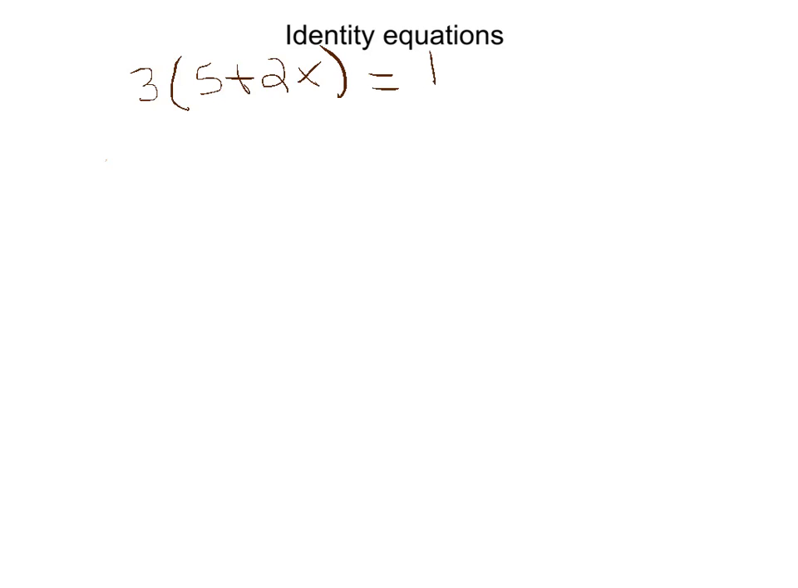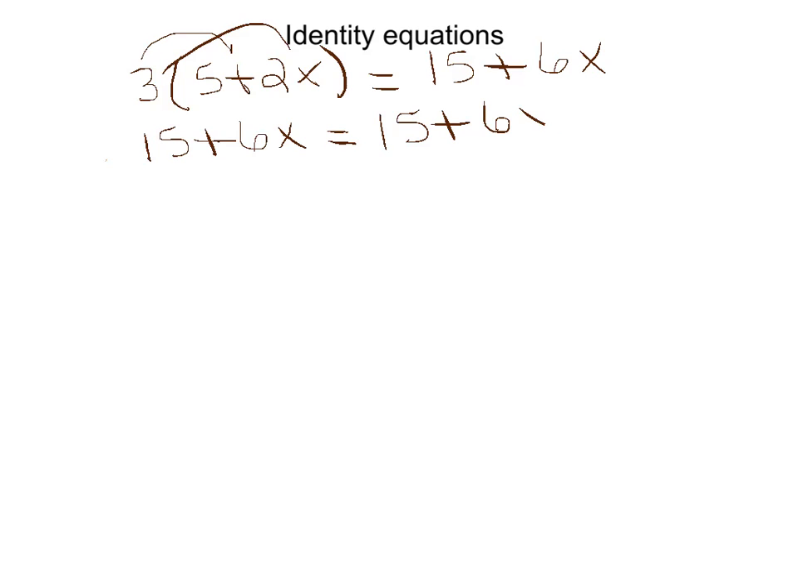So we have to simplify the equation to see that they do indeed equal each other. So for example, if I have 3 times 5 plus 2x equals 15 plus 6x. We know from last week that we have to use the distributive property to distribute the 3 to get 15 plus 6x equals 15 plus 6x. You can stop here to see that this is an identity equation. The left side equals the right side.